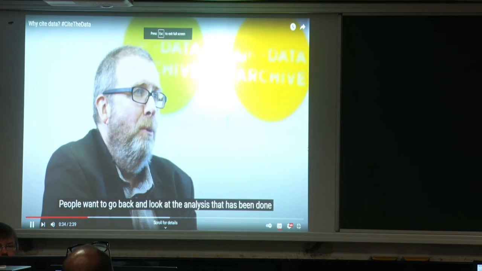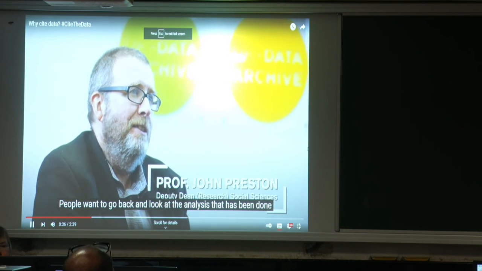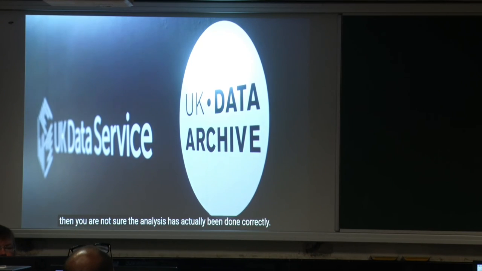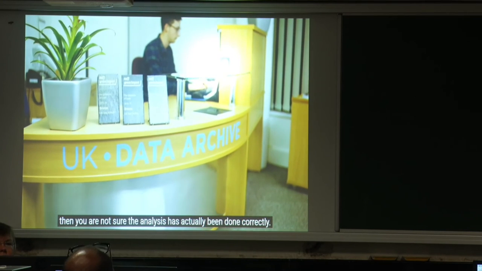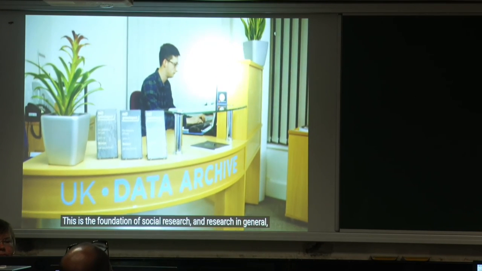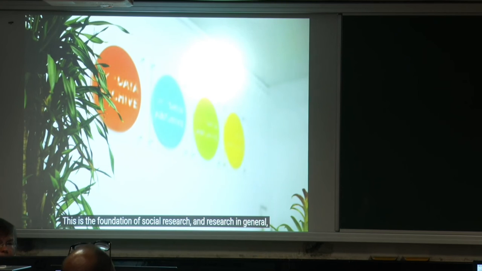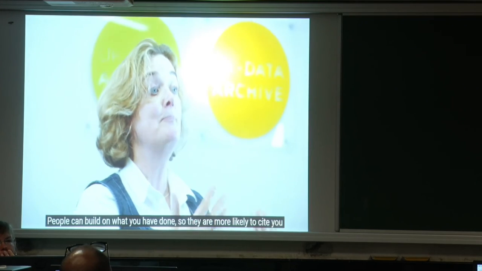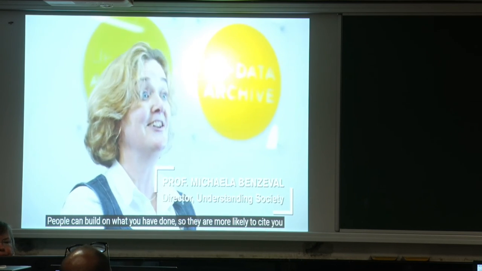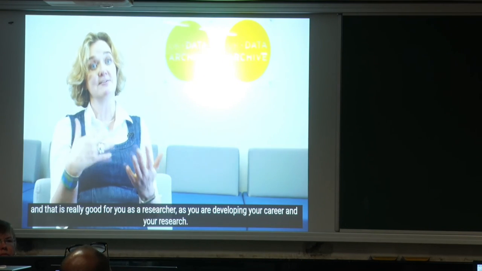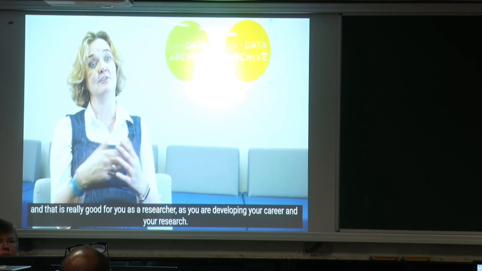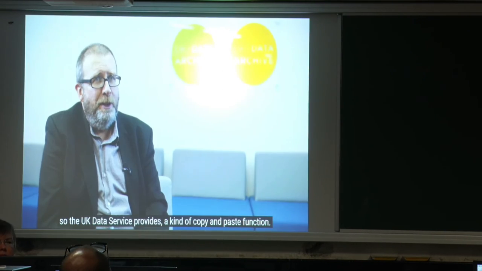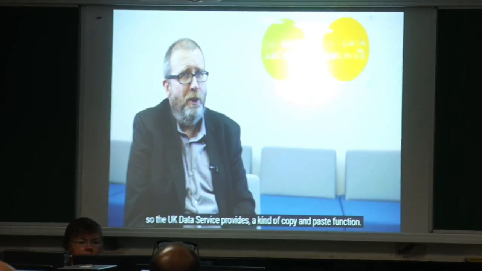People want to go back and look at the analysis that's been done. And unless you know where the data sets come from, then you're not sure that the analysis has actually been done correctly. This is the foundation of social research and research in general, and it is about finding the truth, finding the patterns. People can build on what you've done, so they're more likely to cite you, and that's really good for you as a researcher as you're developing your career and your research. It's quite a simple task to cite data correctly, so the UK Data Service provides a kind of copy and paste function.